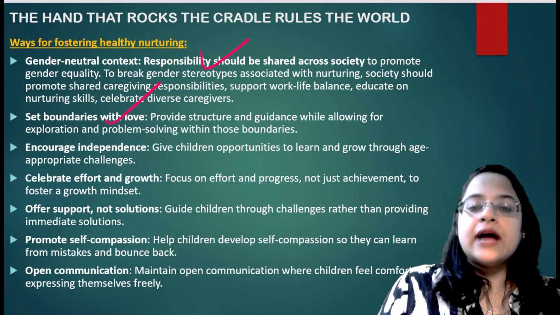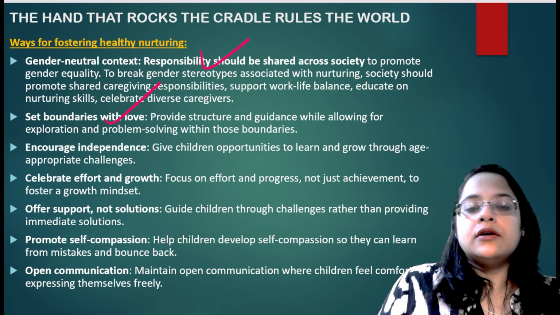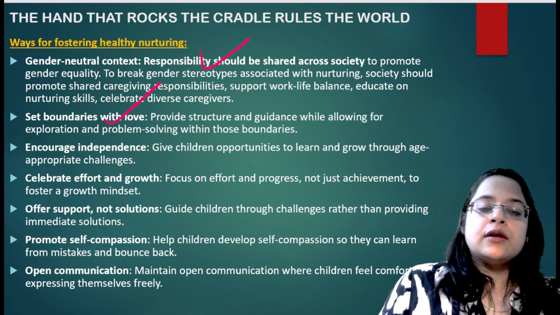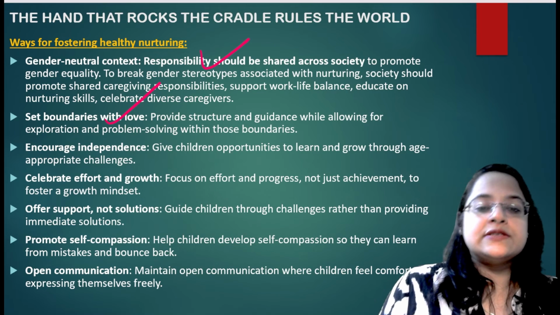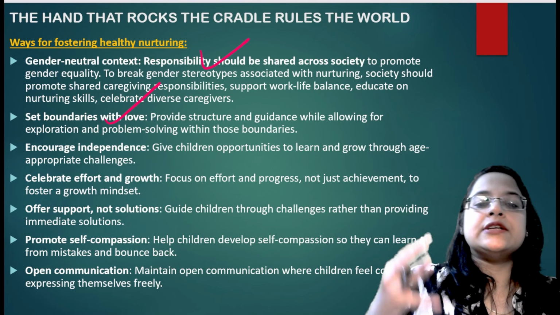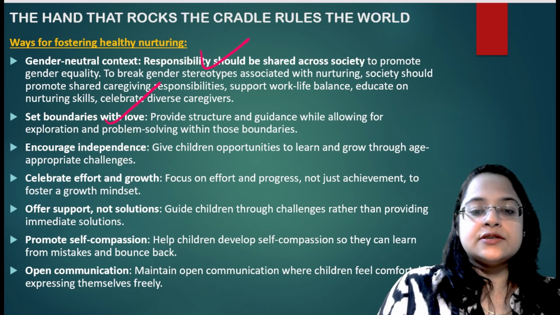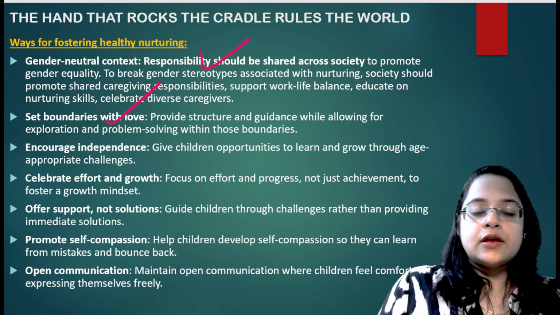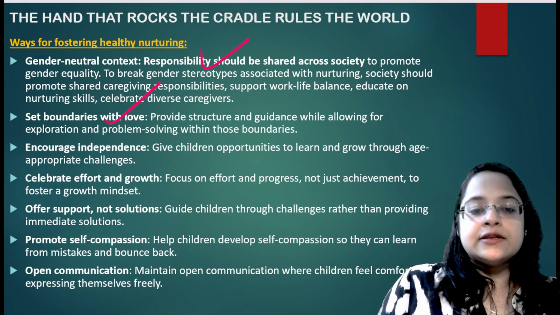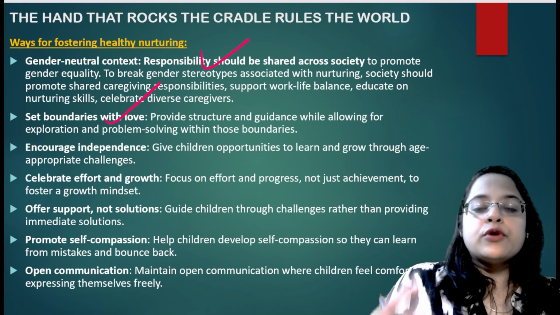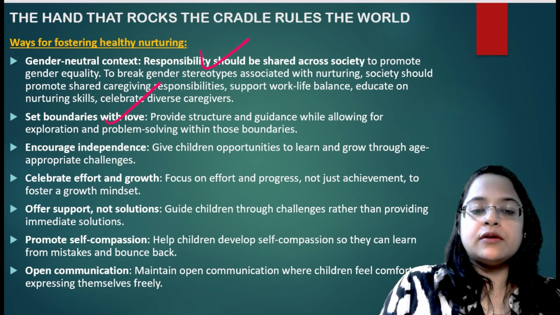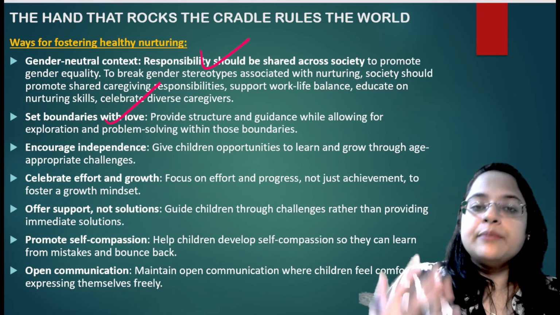We should provide them structure and guidance while allowing them to explore and hone their problem-solving skills, but within boundaries of love and support. Then we should encourage independence as well. We should give children opportunities to learn and grow through age-appropriate challenges. It's not that we should overprotect them. We should celebrate their effort and growth in order to build confidence in them. Okay, so we should be focusing on their effort and progress, not just achievement. We should be celebrating their effort as well, and we should be offering them support.